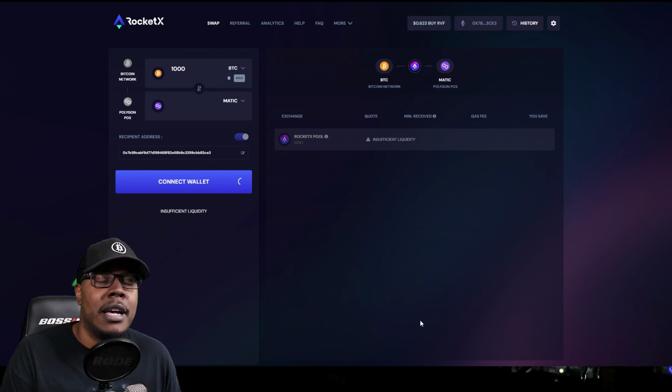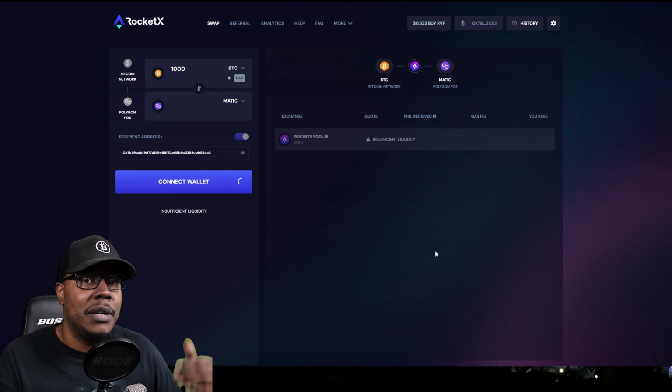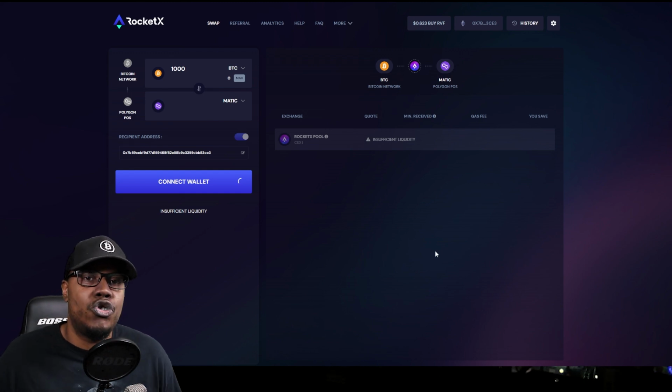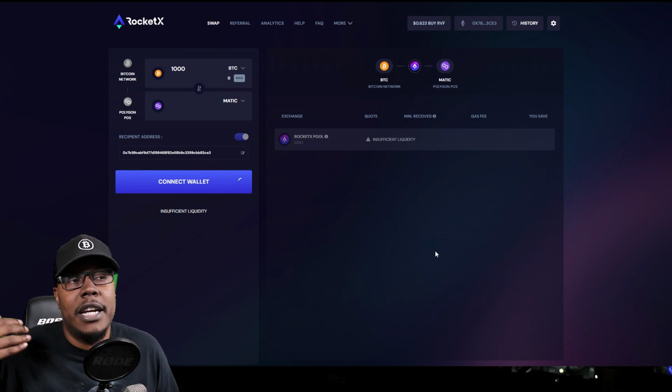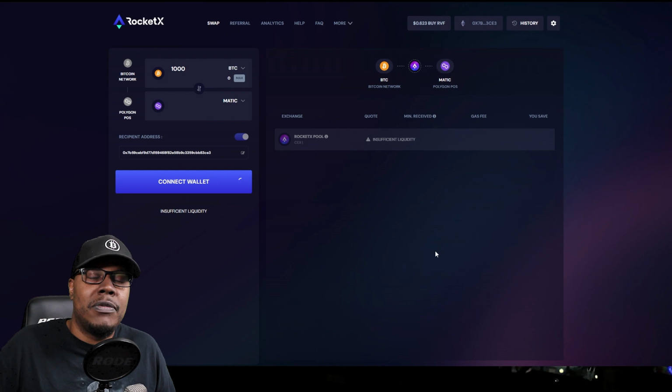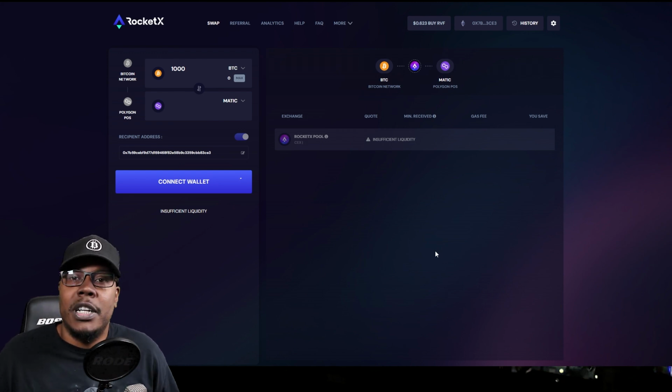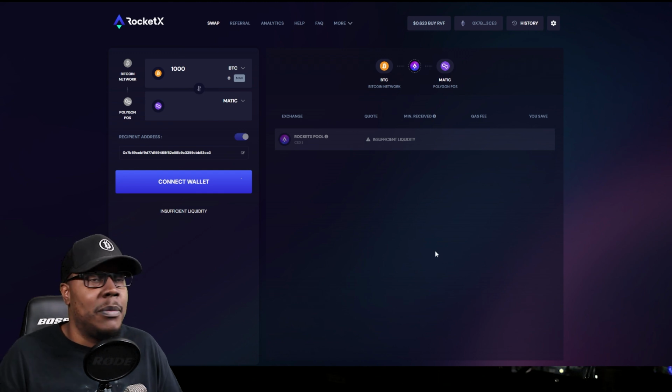app.rocketx.exchange. Now this protocol is actually pretty nice because it allows you to swap between different blockchains natively. So you can swap native Solana for native Bitcoin, or you can swap Bitcoin for Ethereum, or you can swap Ethereum for Lukso, or Bitcoin for Lukso, or Matic for Lukso, or Atom for Lukso.